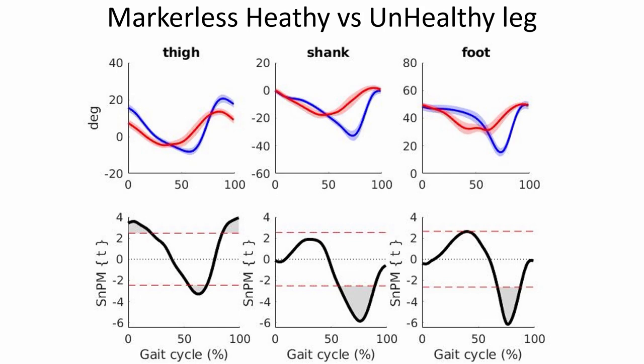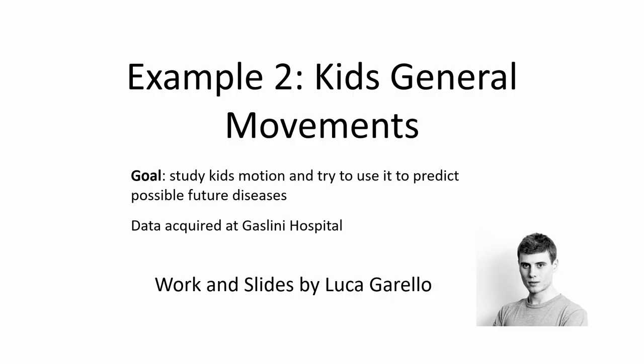And this is what we have. Here we did always the same paired t-test as before, and we notice a significant difference in the two signals, the blue one and the red one. The gray area means that at this point you have a significant statistical difference between the two signals. Okay, so this was one application.